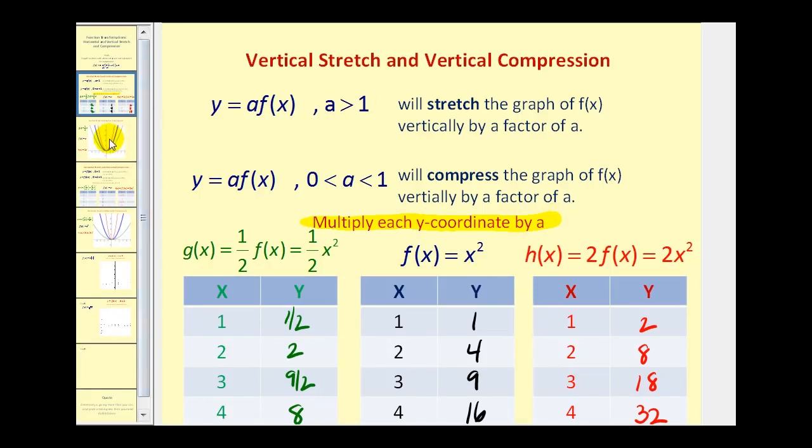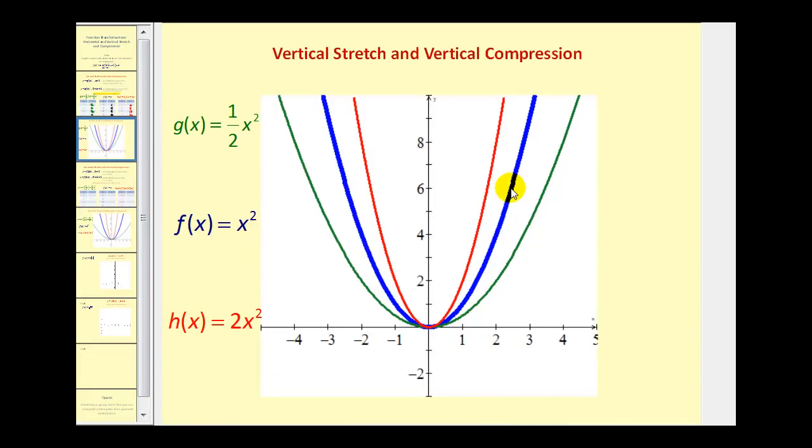If we take a look at these three graphs on the same coordinate plane, we'll notice the original function is in blue, and if we stretch the blue function vertically by a factor of 2, we would have h of x, which is equal to 2 times f of x. Versus if we take the blue function and compress it vertically by a factor of 1/2, we would have g of x, which is equal to 1/2 times f of x.